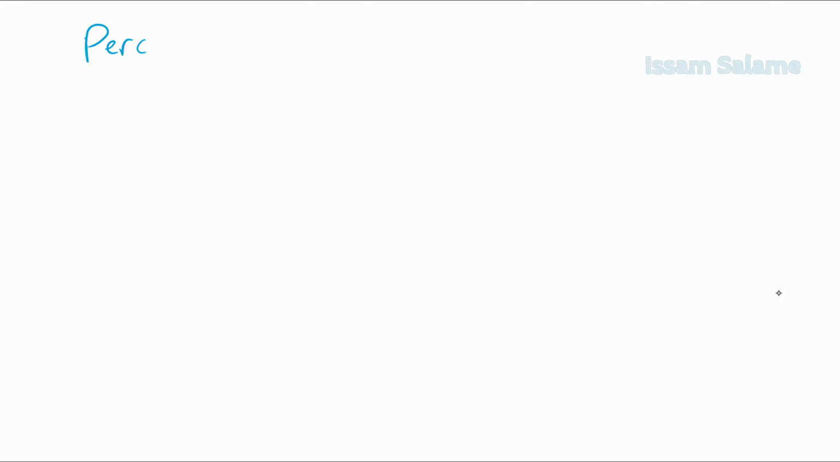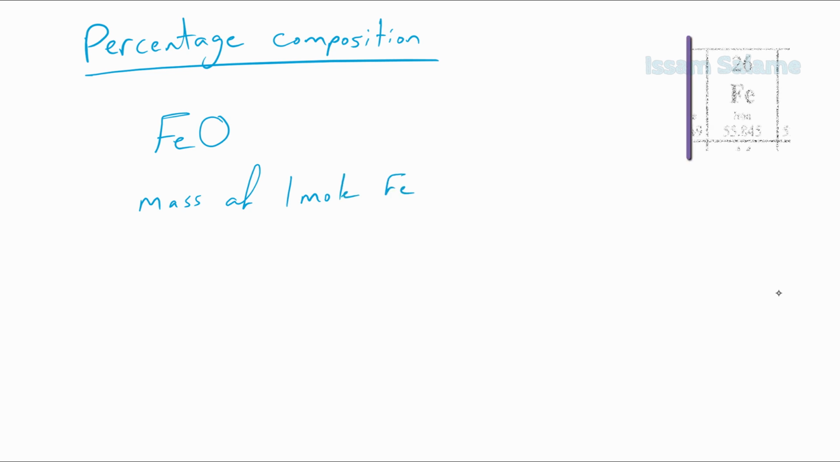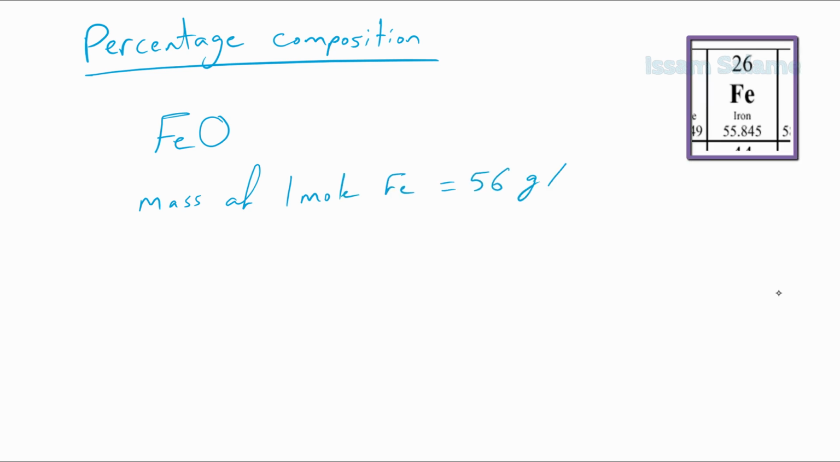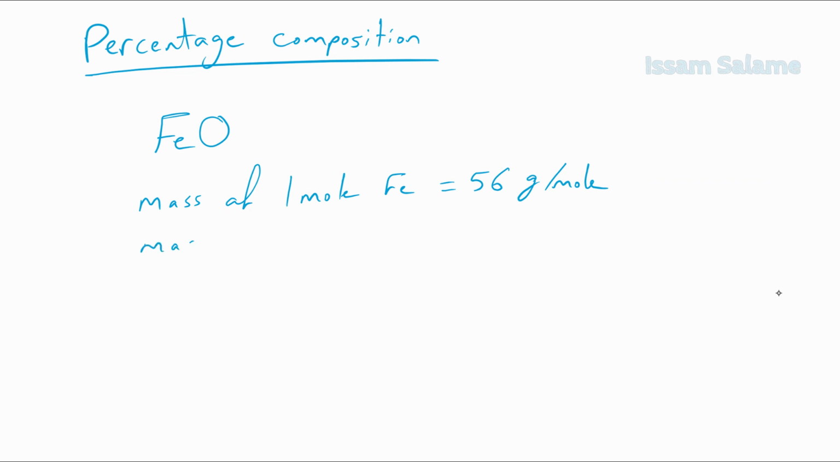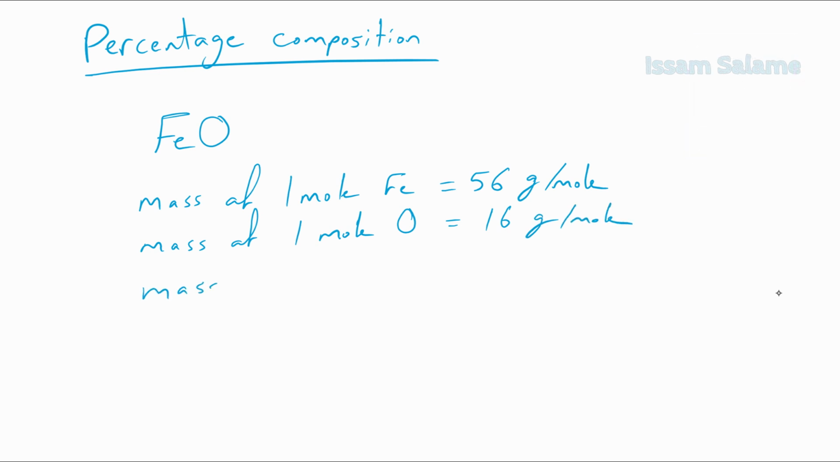Our third and last objective is how to find the percentage composition for compounds knowing their formulas. Like here, if you want to find the percentage composition for FeO or iron 2 oxide, we should find the molar mass for iron from the periodic table. It is 56 grams per mole, and the molar mass for oxygen also from the periodic table, which is 16. And then we find the molar mass for iron 2 oxide by adding 56 to 16. The answer is 72 grams per mole.